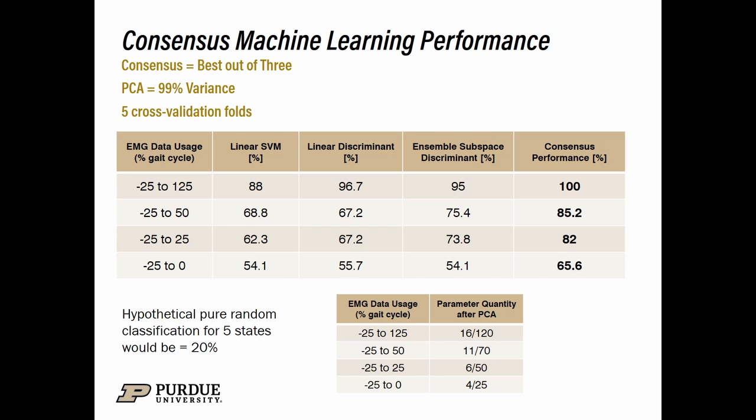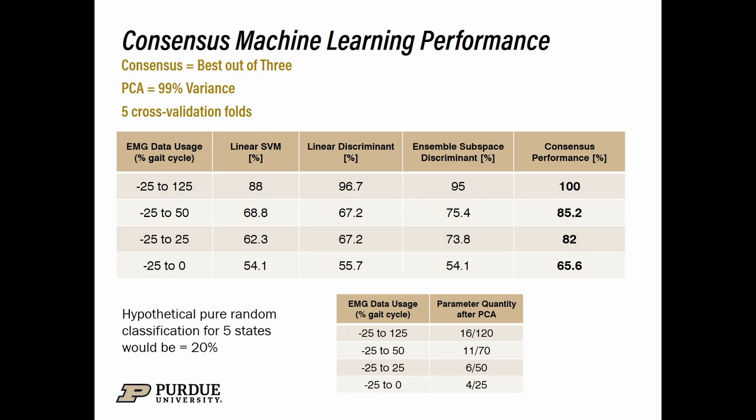We can clearly see across all classifiers that performance decreases as we decrease the amount of information given as features. Also, our best out of 3 consensus outperforms the individual classifiers. I just wanted to note that PCA was used to explain 99% of the variance in these reduced parameters for each of the cases. And we also used 5 cross-validation folds in order to prevent overfitting of the data.